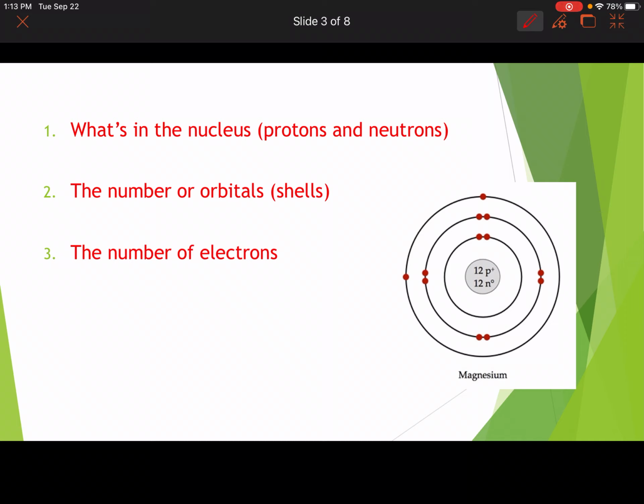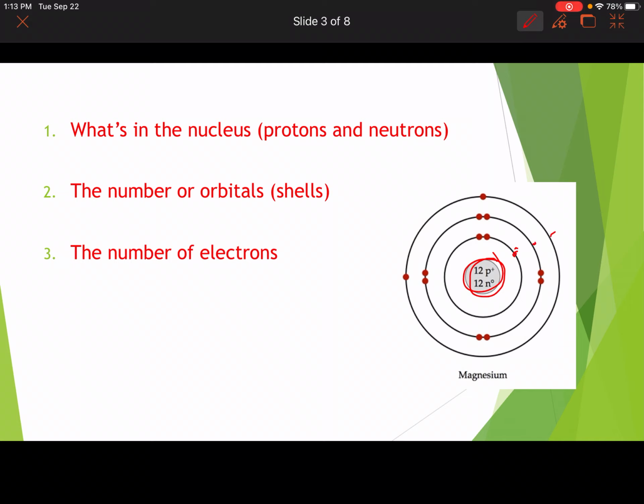So number one, what's in the nucleus? So protons and neutrons are in the nucleus. So that's going to tell us that from a Bohr model. And if we look here, I can see that right here, right? Now, the number of orbitals, which are the shells. So this particular example that I have shown you here shows you 1, 2, 3 shells in this particular atom.